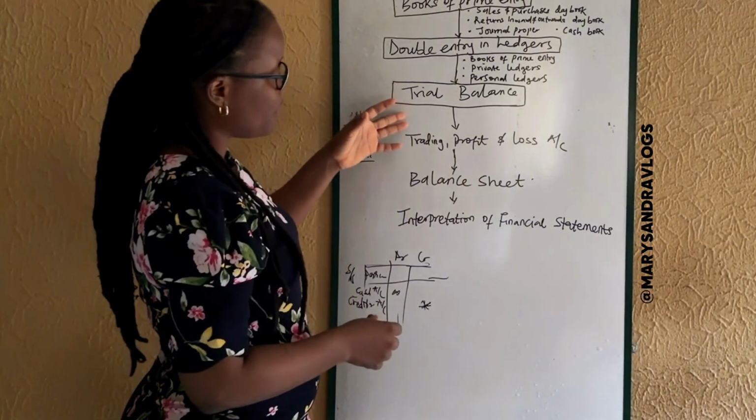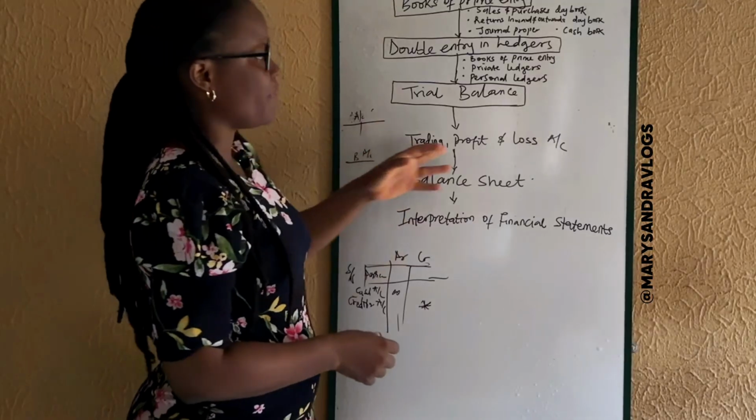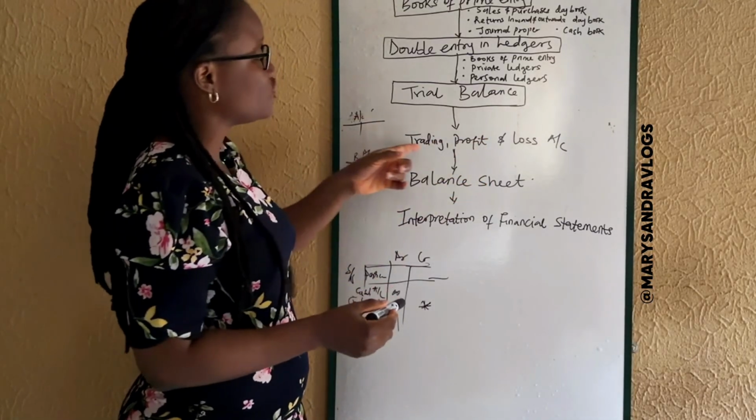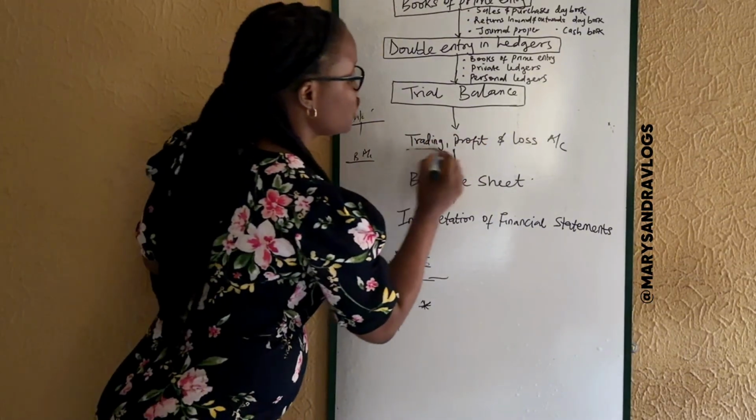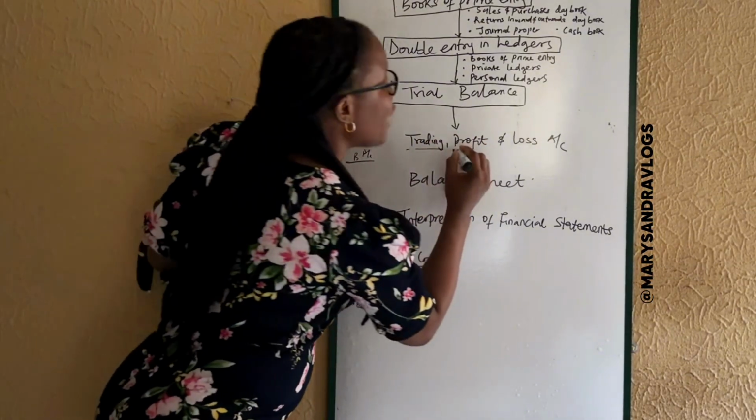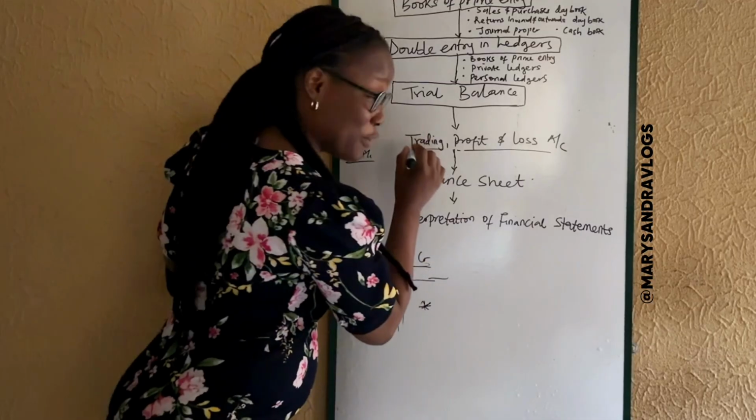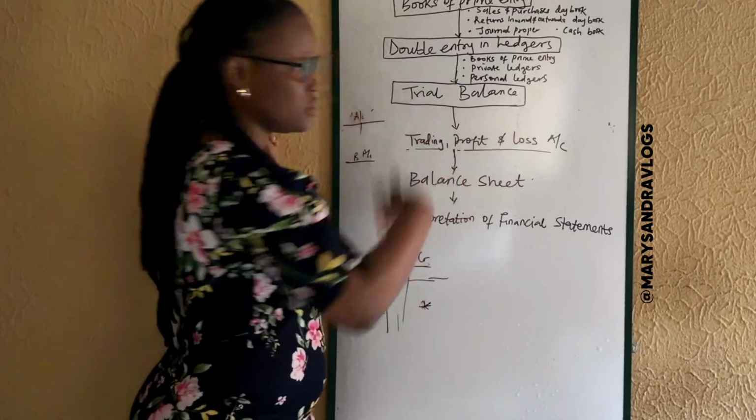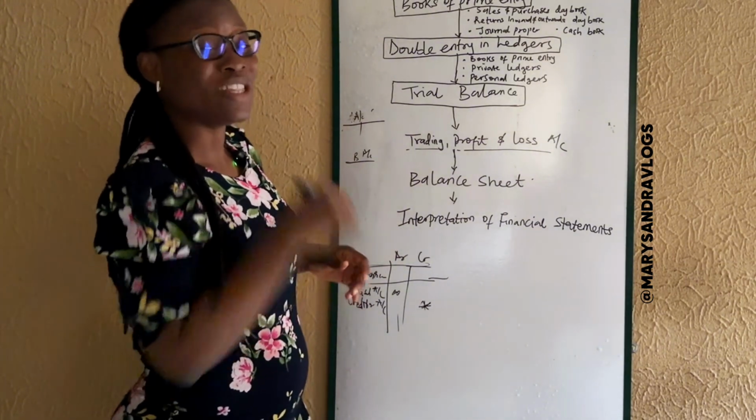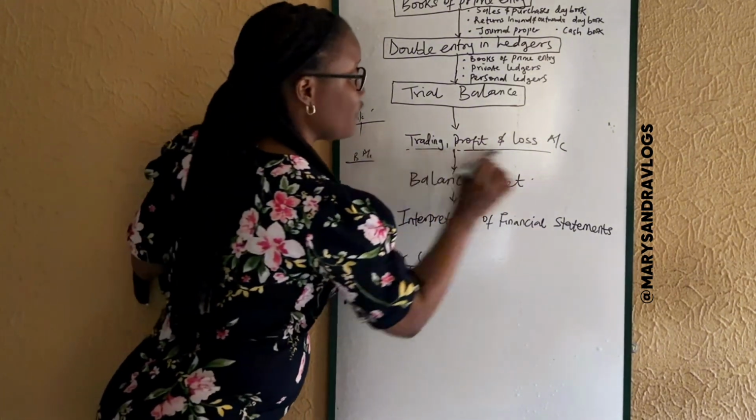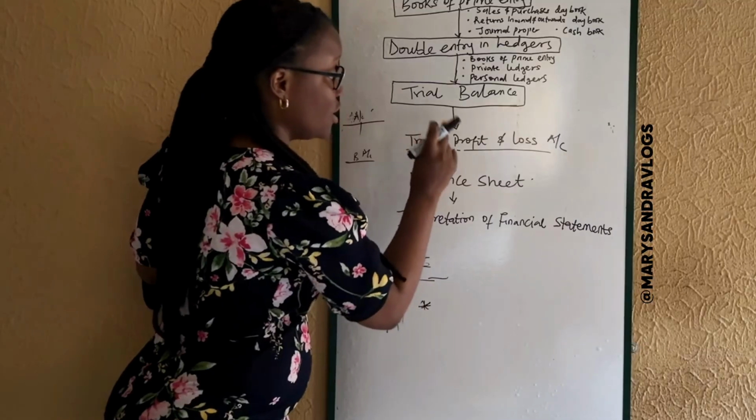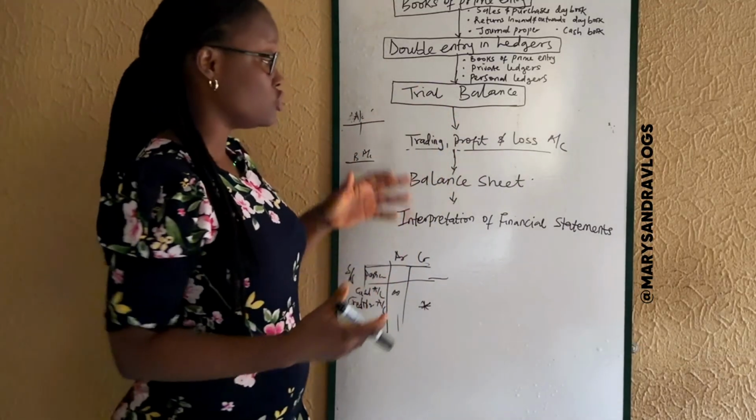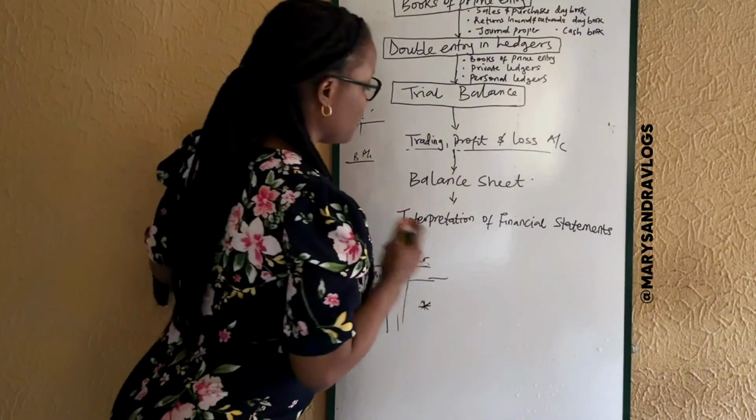So after preparing your trial balance, the next thing is to prepare your trading profit and loss account. Of course, the essence of preparing the trading profit and loss account is to ascertain your gross profit, which is your trading account, and your profit and loss account shows you your net profit. So that is the final account of a company, trading profit and loss account. In layman's terms, because now we know it's called statement of comprehensive income.